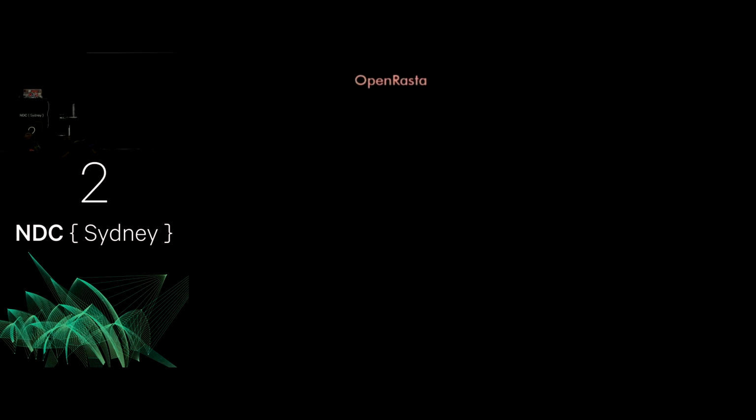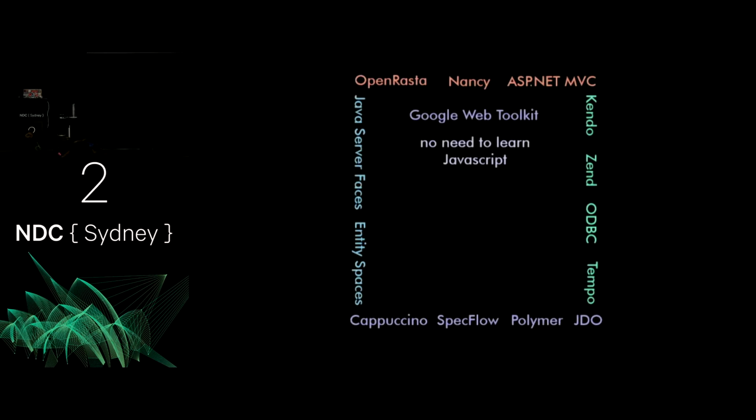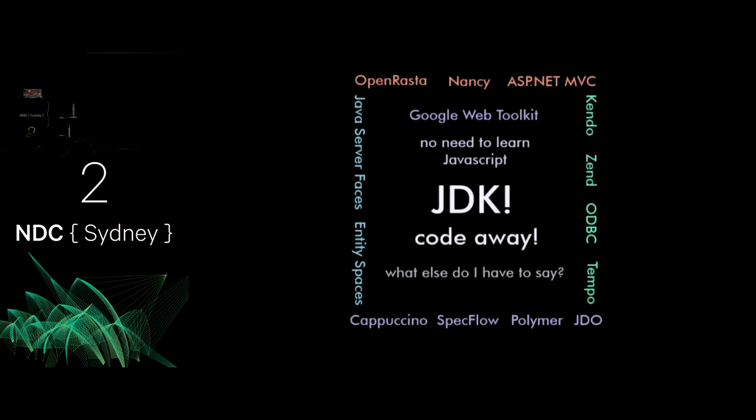Open ReST and Nancy, ASP, NDC, Kendo, Zep, OTBC, and Tempo, Java server faces, entity spaces, Cappuccino, Spec Flow, Polymer, JDO, Google Web Toolkit, no need to learn JavaScript, JDK, code away, what else do I have to say?